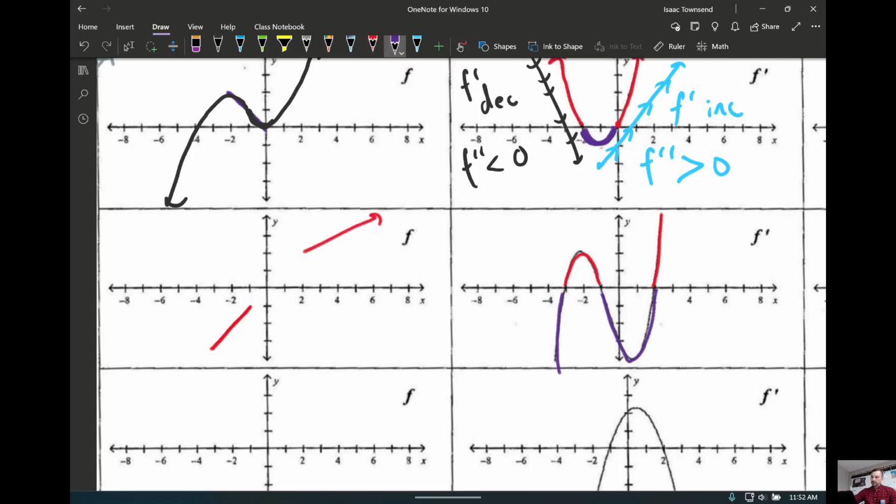When the second derivative is negative, it should be decreasing. Second derivative is negative, so it should be decreasing. So to make these connect, I need this guy to decrease. So I'm going to move this one up here, or down here. Once again, the y values are not important.